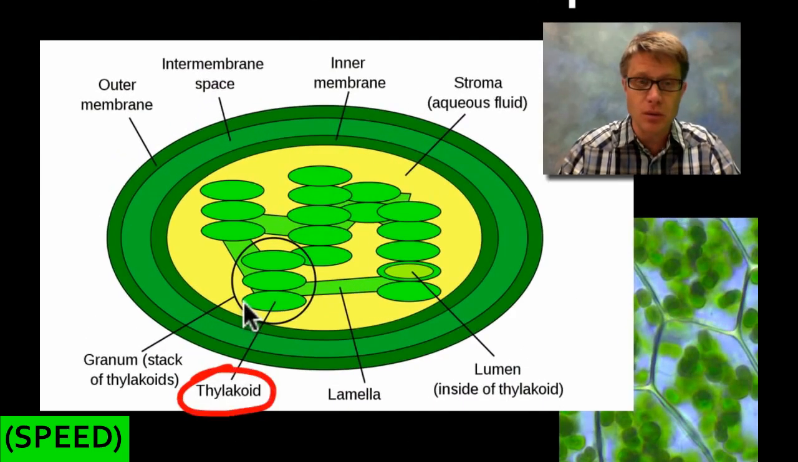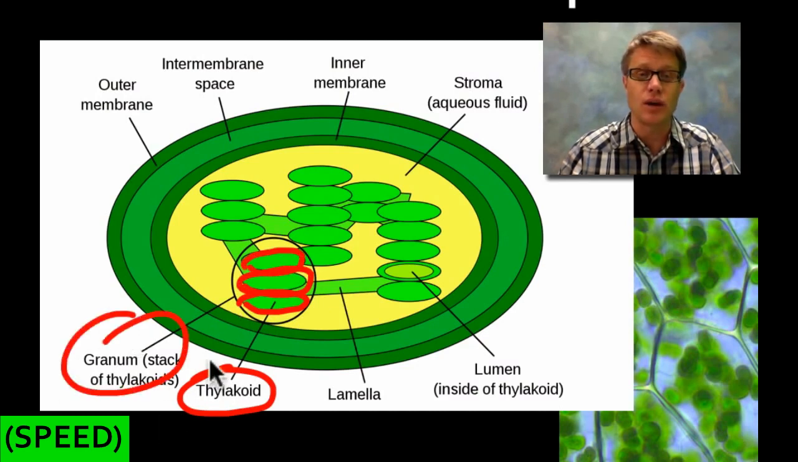First one is the thylakoid membrane. Thylakoid membrane is going to be organized like this, and basically that's where the light reaction is going to take place. If you've got a stack of thylakoids like this together, we call that a granum. The other big thing to understand in photosynthesis is that this is filled with a liquid, and that liquid is called the stroma. That's going to be the site of the Calvin cycle.